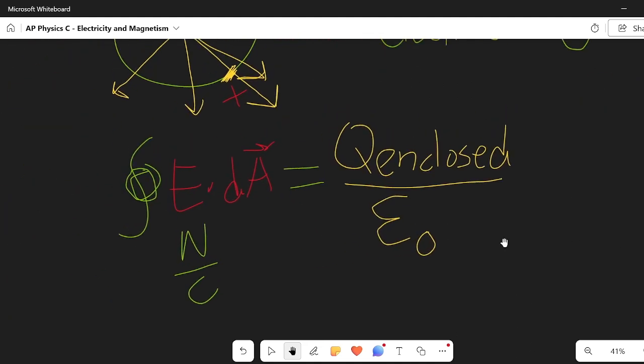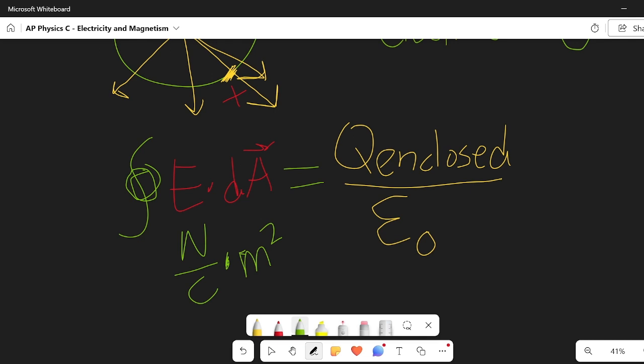Yeah, newtons divided by coulombs. And then we know that area, once we integrate it, will be in the form of meters squared. Once we integrate it, the dA, right? Remember, dA, before we integrate it, will be in the form of meters. But the area vector after we integrate it will be in meters squared, right?